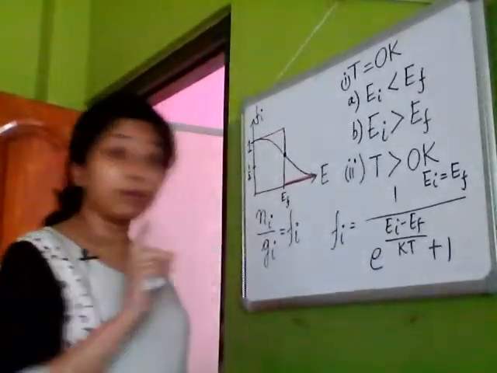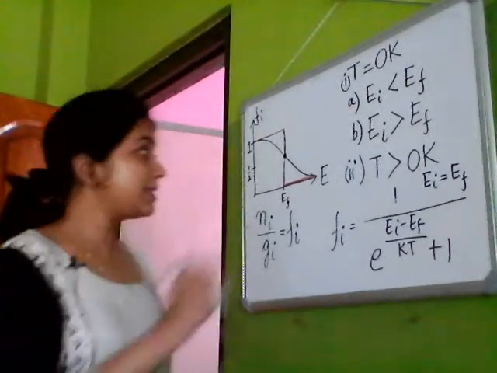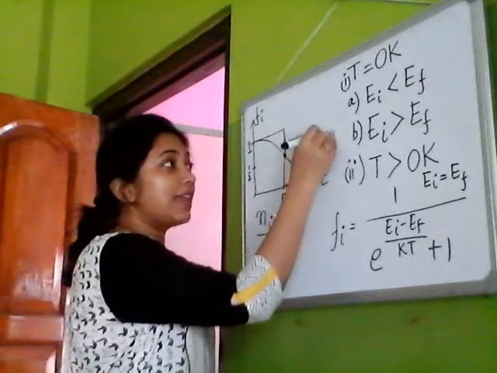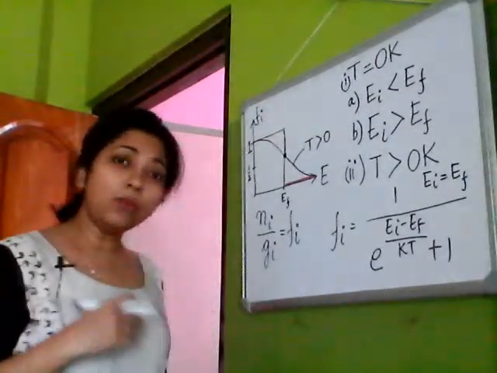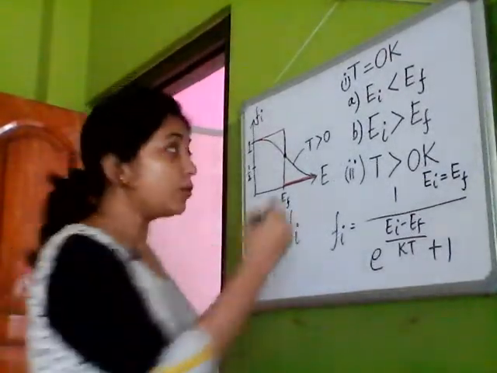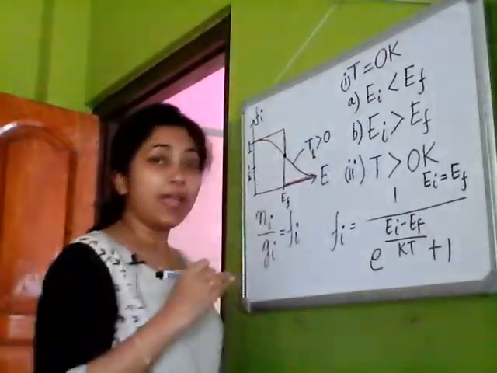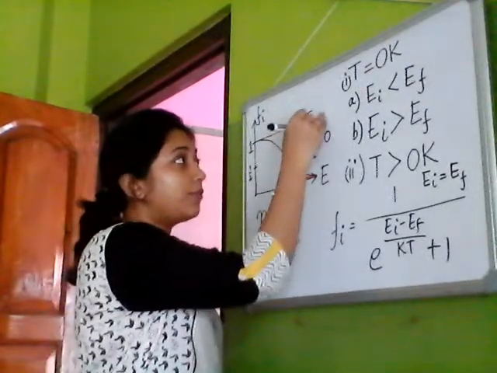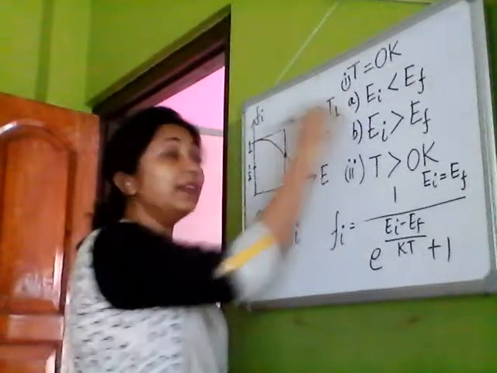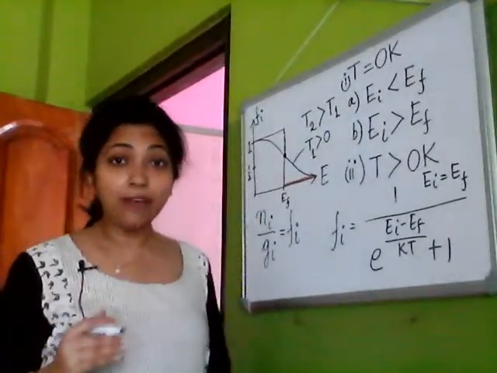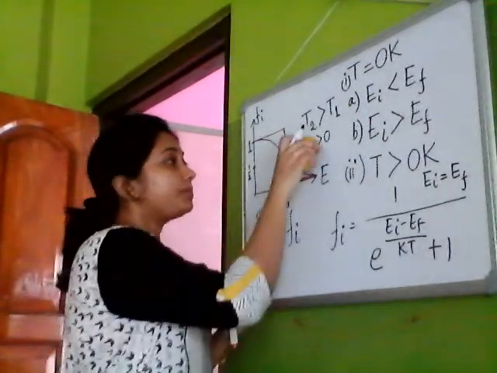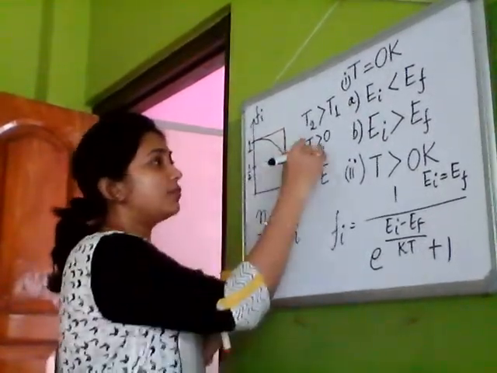Now, one more thing should be noted. Suppose this temperature T is greater than 0 Kelvin, but suppose now this temperature I increase further. Say if this was temperature T1 and I now want to look at the curve for T is equal to T2, where T2 is greater than T1, how will it look like? This graph will become more and more flat. Okay. So, let me just write this to you.